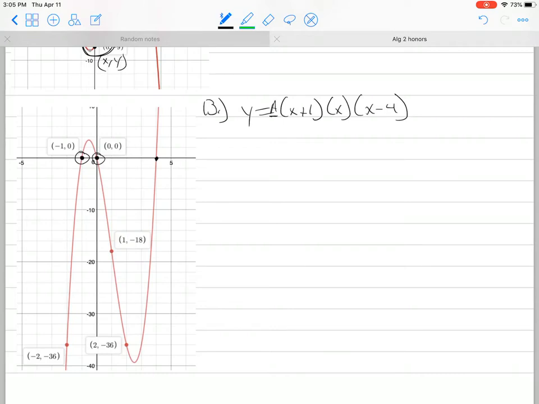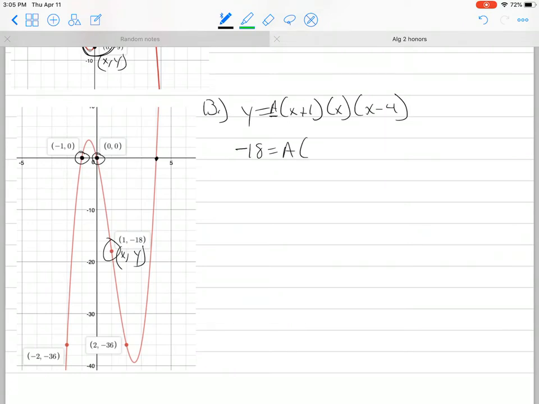And we need to know if there is an a value. So I've got lots of different points. I'm going to use this one. X is 1. Y is negative 18. Why did I do it like that? I don't know. X is 1. Y is negative 18. So I'm going to put a negative 18 for y.